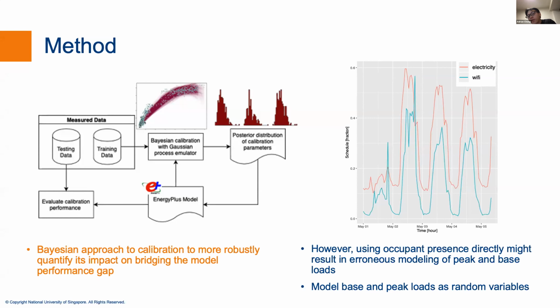Interestingly, as you all probably noticed on the right, using occupant presence directly in the model might result in wrong modeling of the base and peak loads. Therefore, in this approach, we model the base and peak load as random variables.